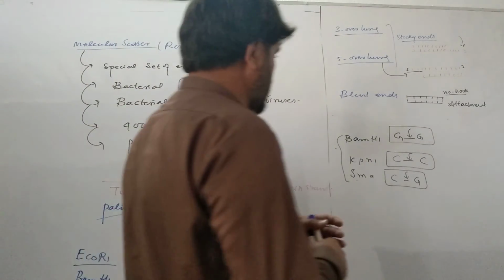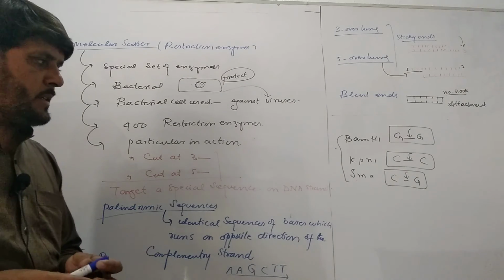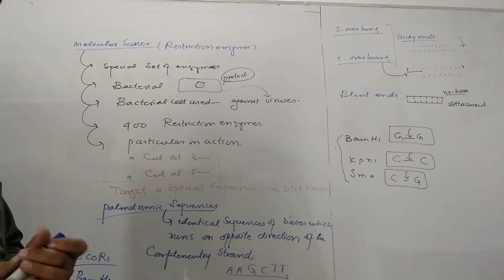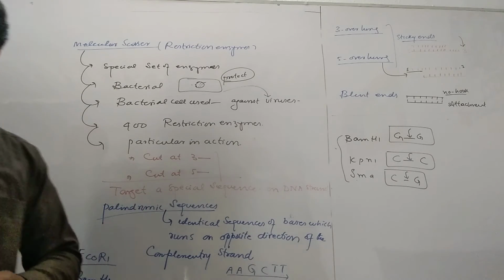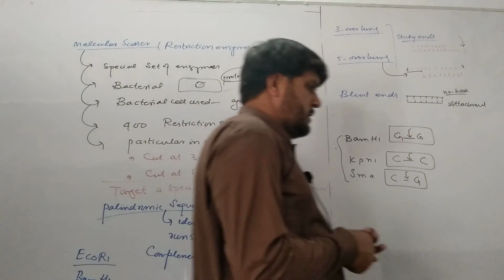So it is enough for today. Inshallah, in the next lecture we will discuss vectors and expression systems. These are the two main requirements of recombinant DNA technology. The first one is the gene of interest. It is also called the gene of choice.